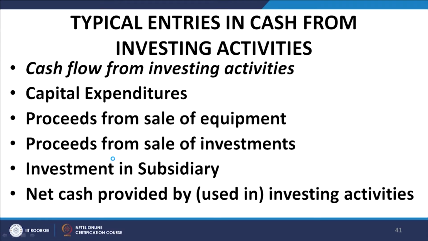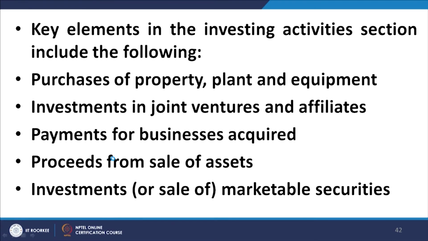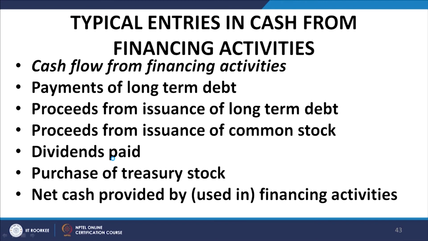Typical entries in cash from investing activities: capital expenditure, proceeds from sale of equipment, proceeds from sale of investments, investment in subsidiary, and the outcome is net cash provided by or used in investing activities. Key elements in investing activities include the following: purchases of PPE, investments in joint ventures and affiliates, payment for businesses acquired, proceeds from the sale of assets, inventories, investments or sale of marketable securities.